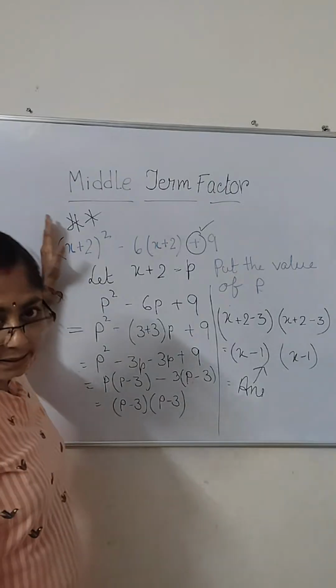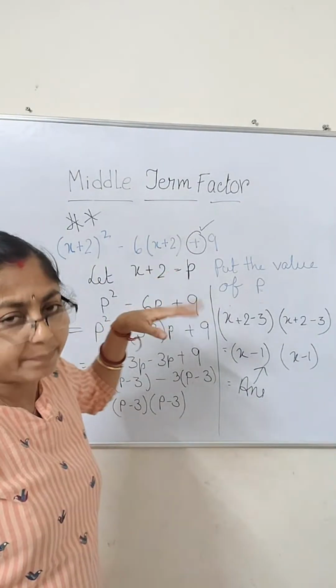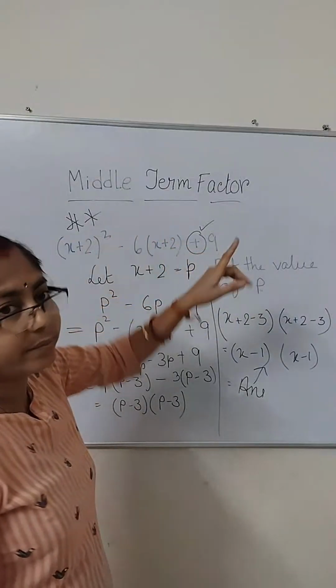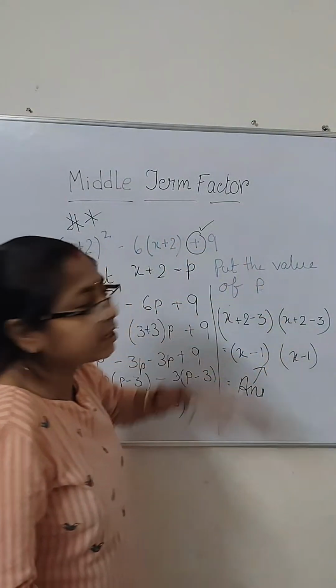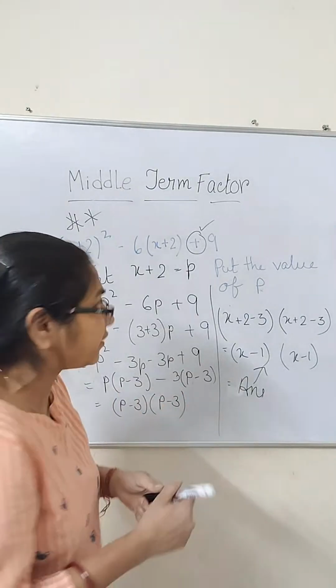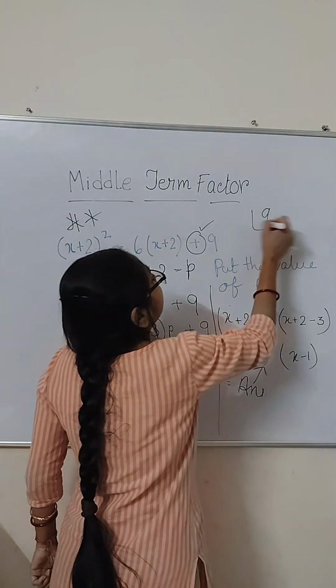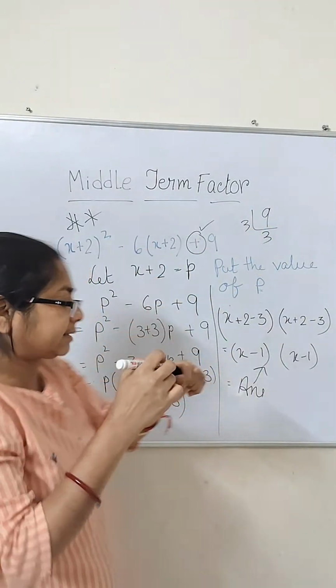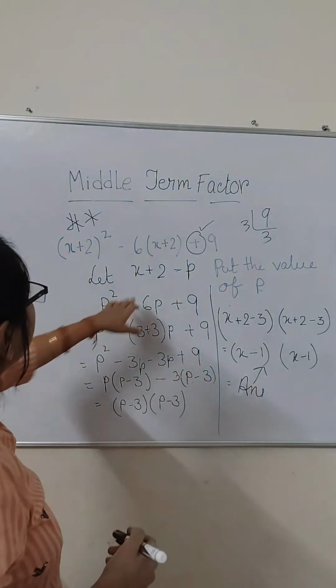If there is any number, you can multiply. But if there is no number, it means it is 1. So 1 into 9 means 9. Now you make the 9 by prime factorization method. 9 is 3, 3. Now 3 plus 3, it is 6. So I write there.